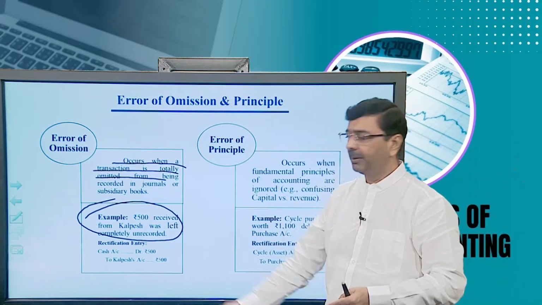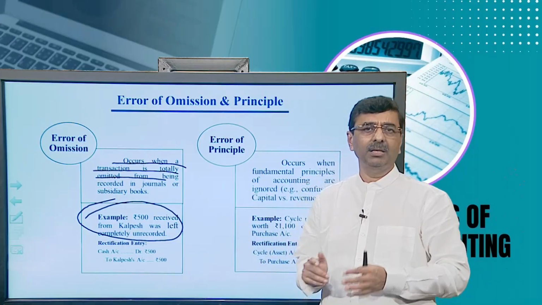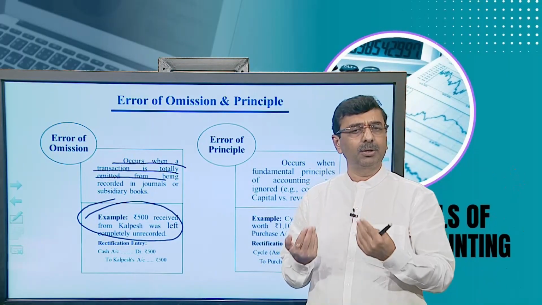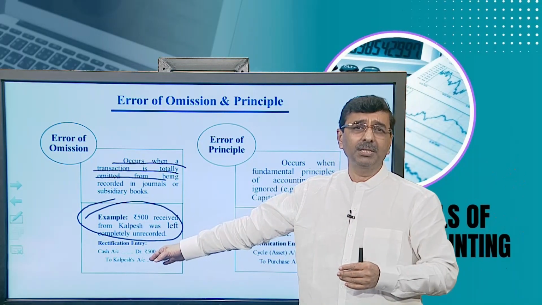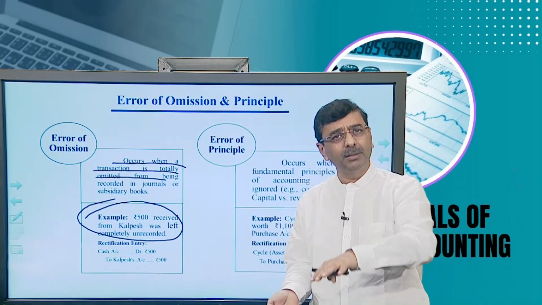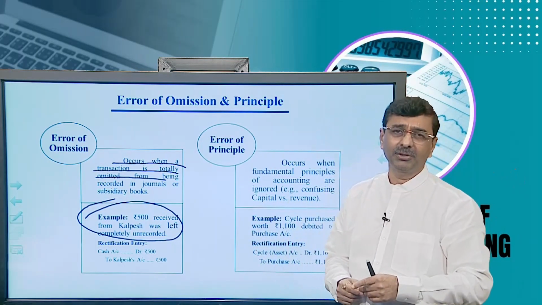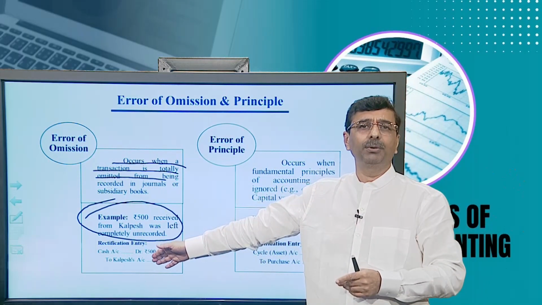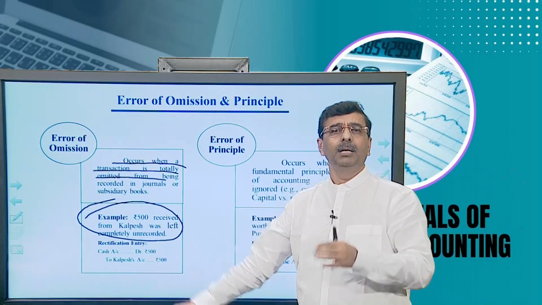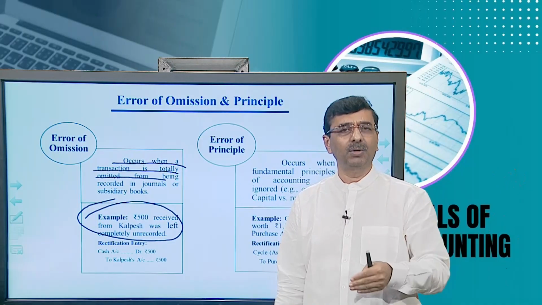So what we have to do is write this entry, cash account debit to Kalpesh account. If the trial balance is directly prepared, it is already done, and because this transaction was omitted in the books of accounts, it is not reflected in the trial balance either. Now when you are preparing the final statements, if you realize that this transaction is missing, cash comes in, so in the cash balance you have to add this 500 rupees.